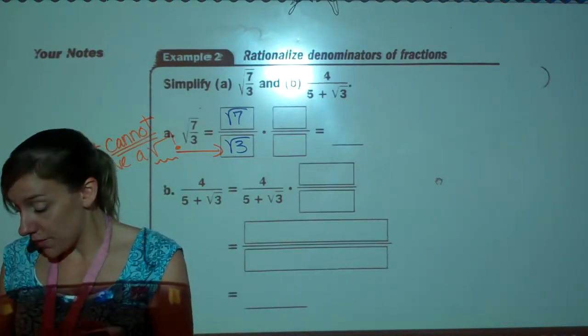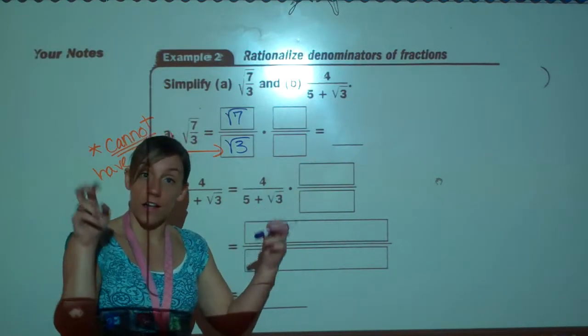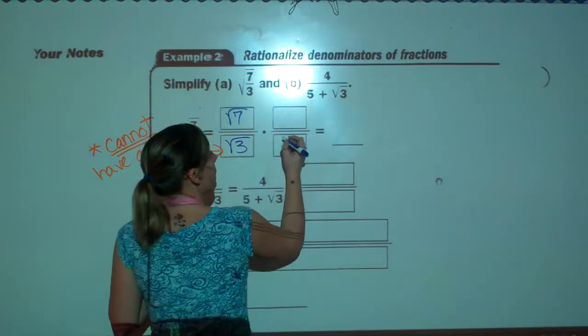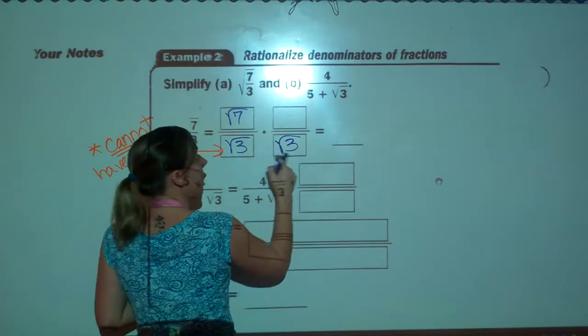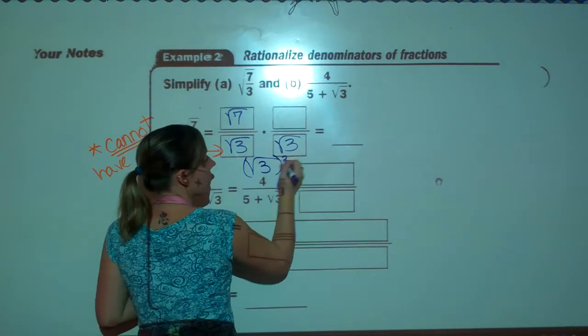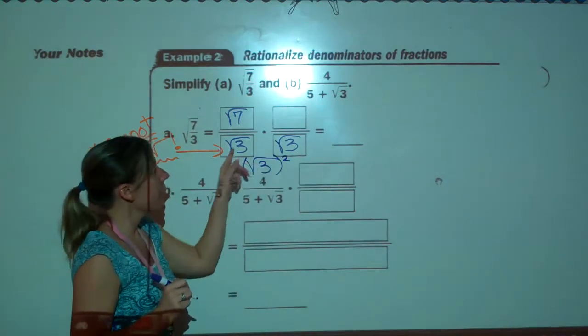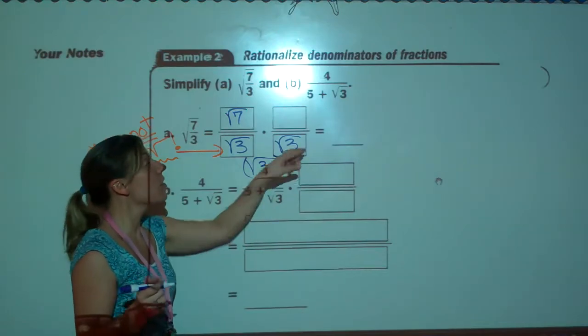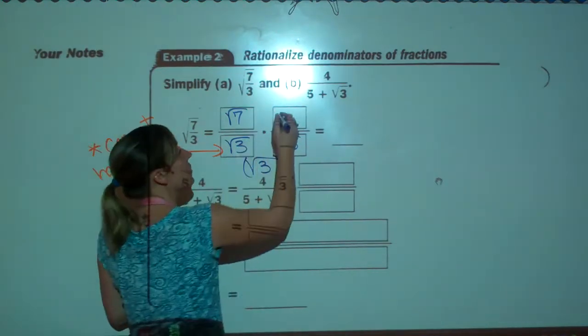So in order to get rid of it, you square it. Okay, you square it. But if you square it, that just means that I multiply it by itself. That is the square root of 3 squared. Okay? So you square it so that they'll cancel, but whatever you do on bottom, you have to do on top.